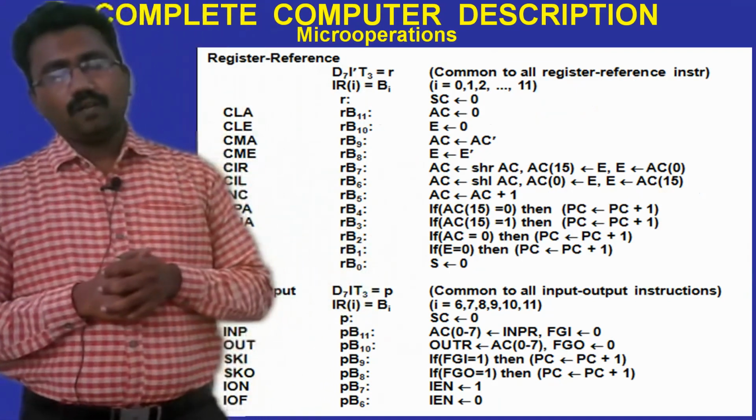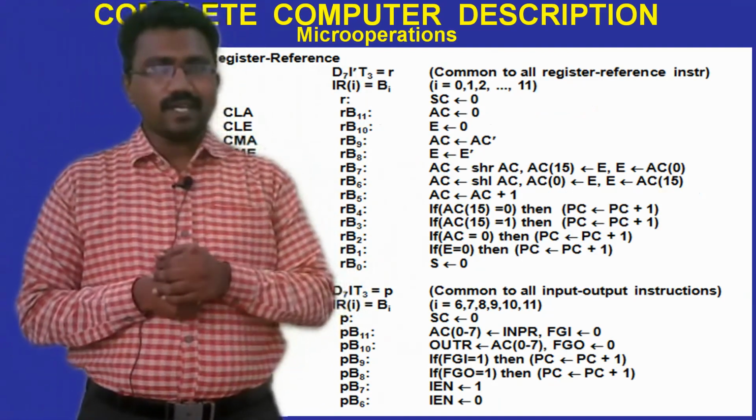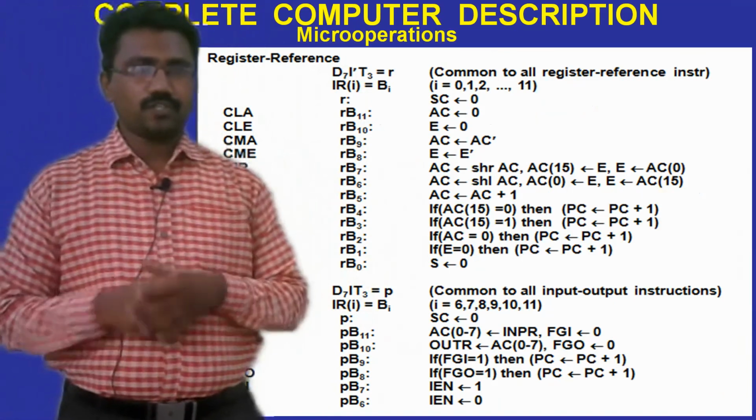That's about the second part of unit 1. In the next class we'll start the third part of unit 1, that is the microprogrammed control unit. Okay, thank you.